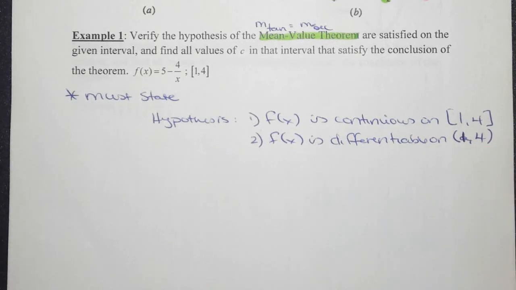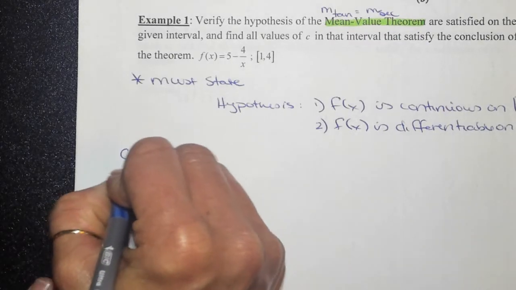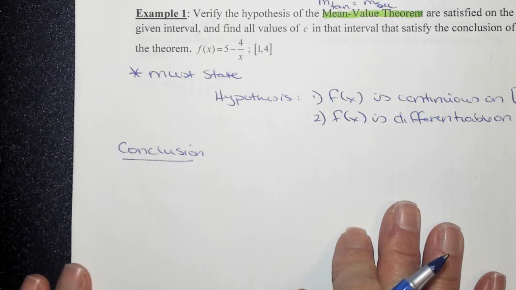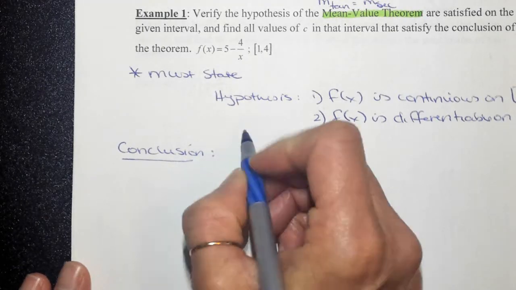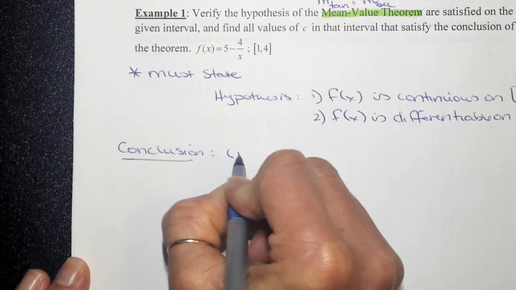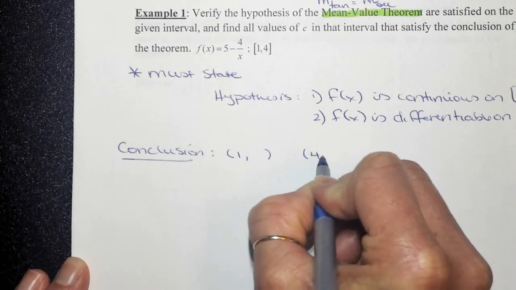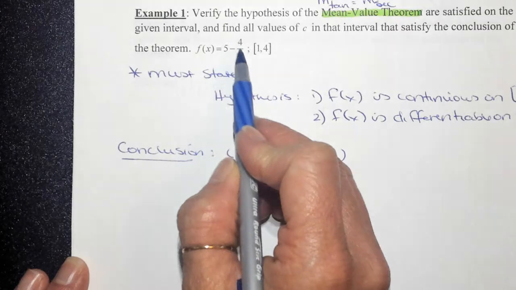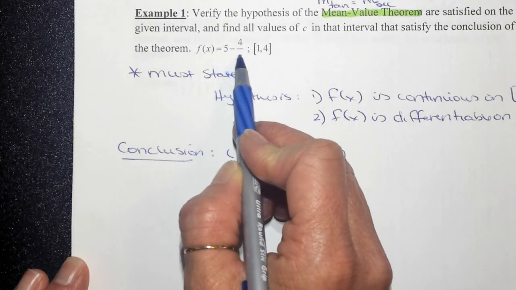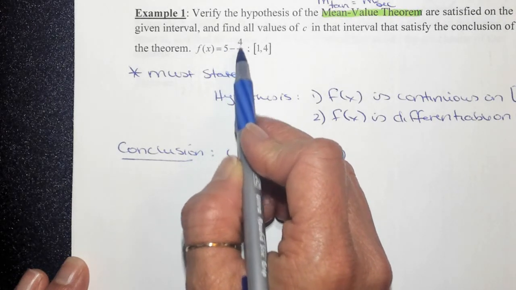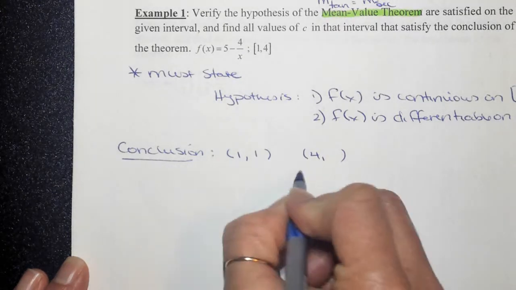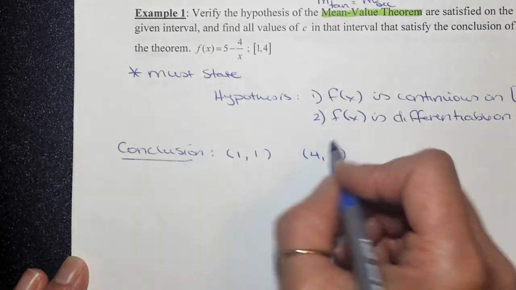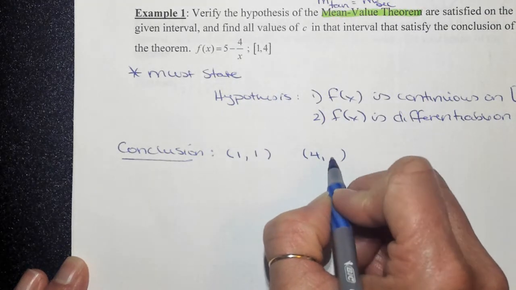So what's the conclusion? Our conclusion is the actual math involved, by finding the slope of the secant line. So we're going to do that first. We have our points 1 comma something and 4 comma something. These are x values, right? In order to find the y value, we plug 1 in here. So this becomes 5 minus 4 over 1, which is 1. So there's a point. Plug in 4. So 4 over 4 is 1. 5 minus 1 is 4. So these are our points.